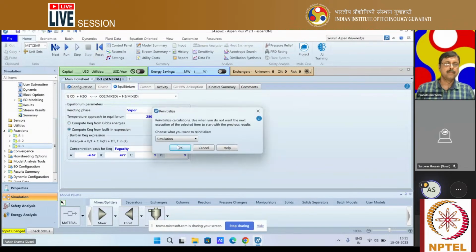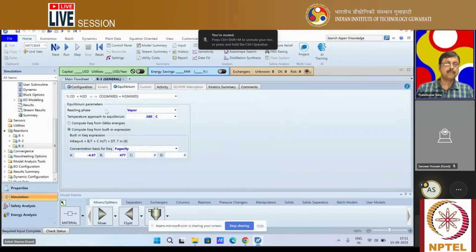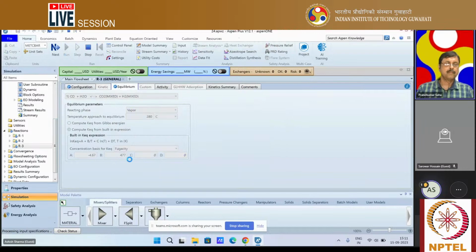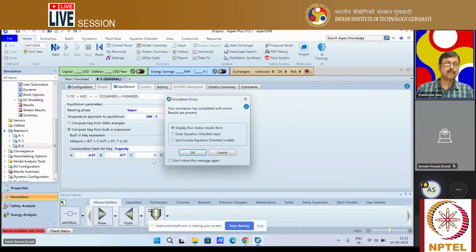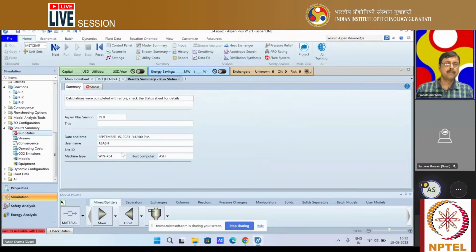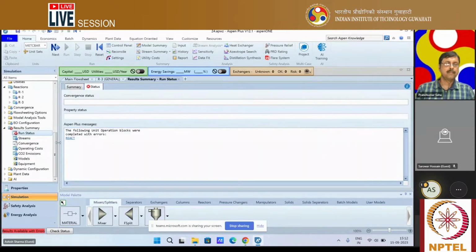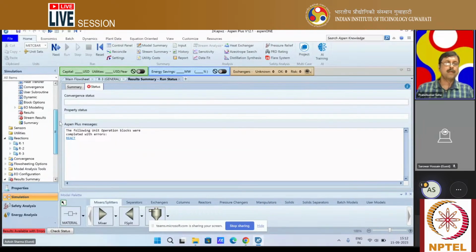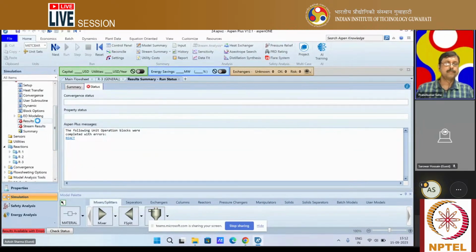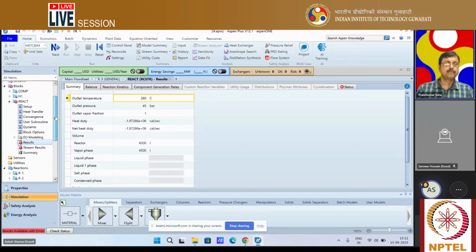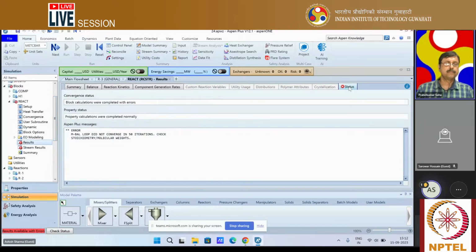Then after running the simulation, sir, I am getting this kind of error message. In the run test it is not showing, but here in the reactor block, in the results status, I'm getting this error: Material balance loop did not converge in 50 iterations. Check stoichiometry and molecular weights.